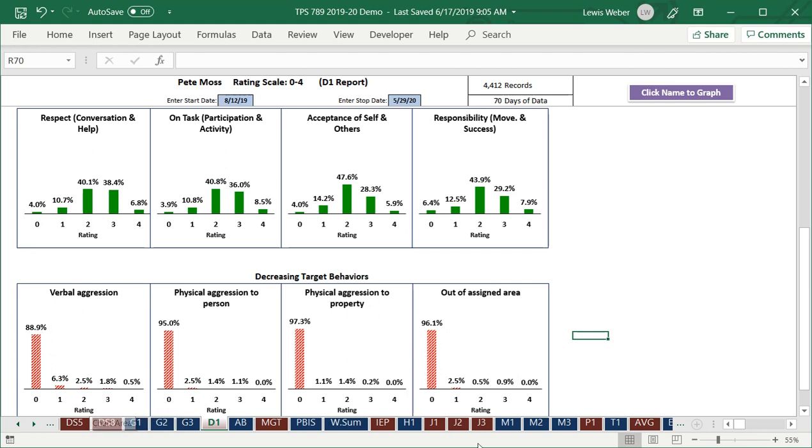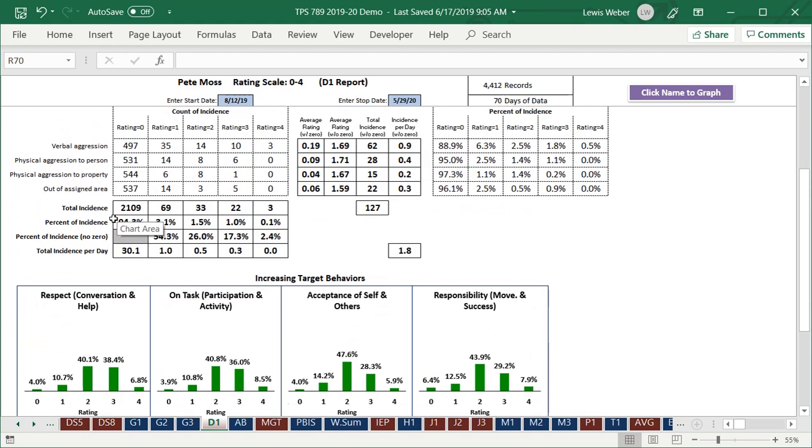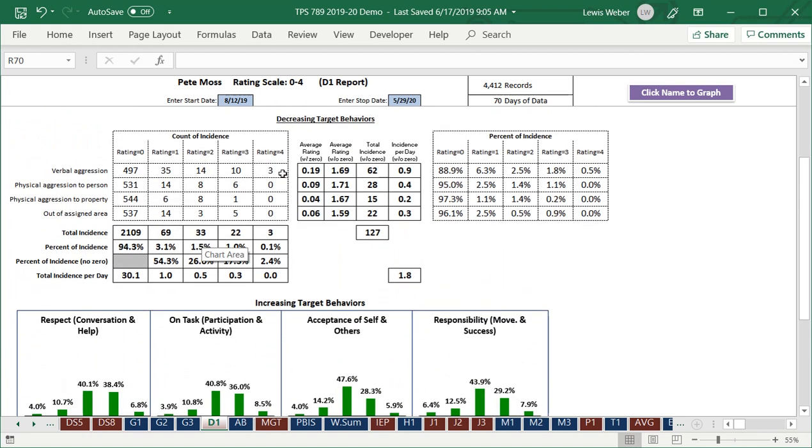So this gives you an idea of how Pete's data was collected over the 4,412 ratings. So that 4,412, that's a total of all of these. Now, if you did want to see the quantities for each of these, we could just scroll right up here and we could see how many of the ratings were rated as 4 for verbal aggression and how many ratings were rated as 3 for verbal aggression and so forth. So these graphs are coming from these percentages here, but we can look at quantities as well.